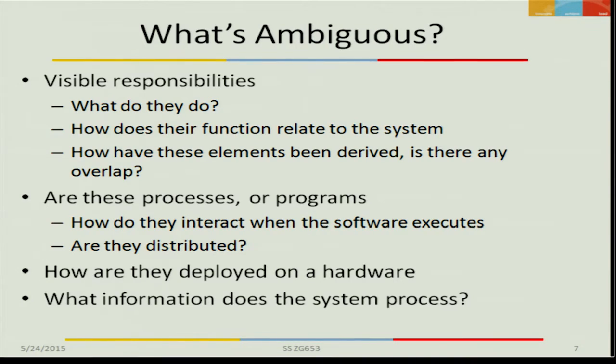Are these processes or are they programs? How do they interact? What do those lines mean? Are they really distributed? How are they deployed on hardware? What information does the system process? What is the meaning of this? One box is on top of another. What does that mean? So these questions are really not answered. So these are all ambiguous things, which is why this is not an architecture. Unfortunately, most of the architects, most of the people call the diagram an architecture.